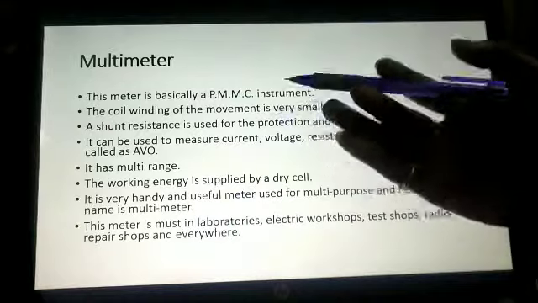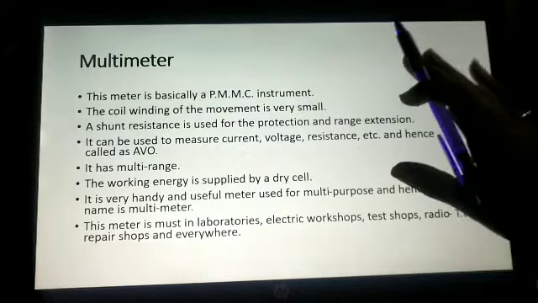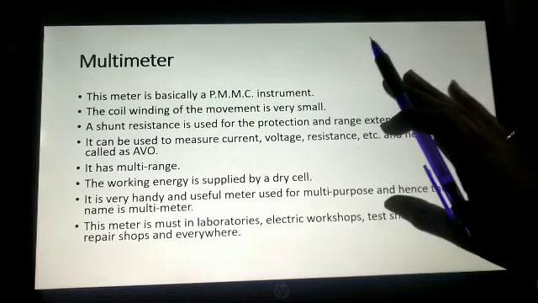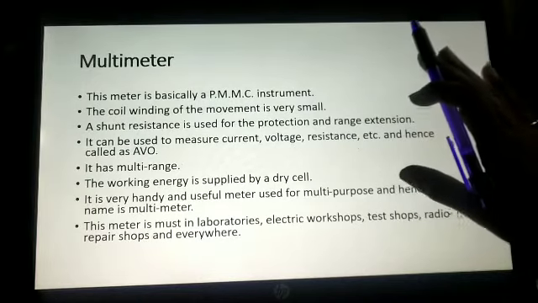So this is about today's lecture, and we have completed the measuring instruments chapter. If you have any doubts in this chapter, then please ask.